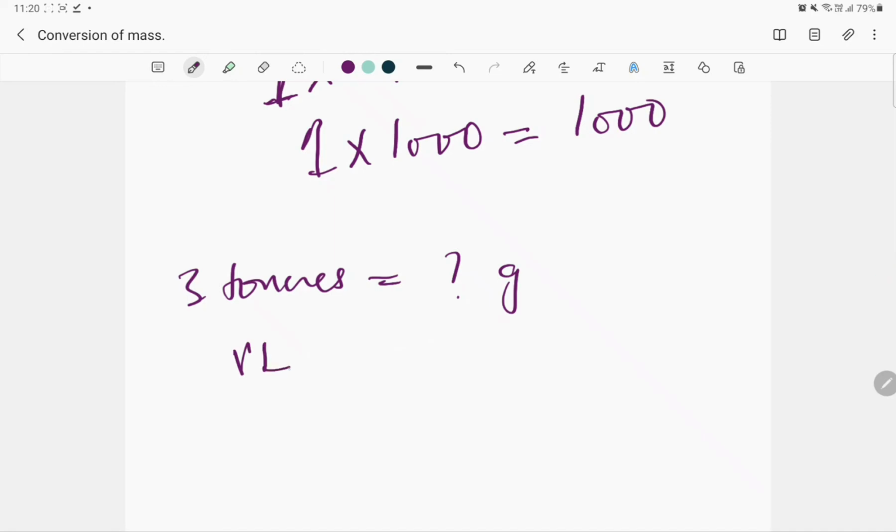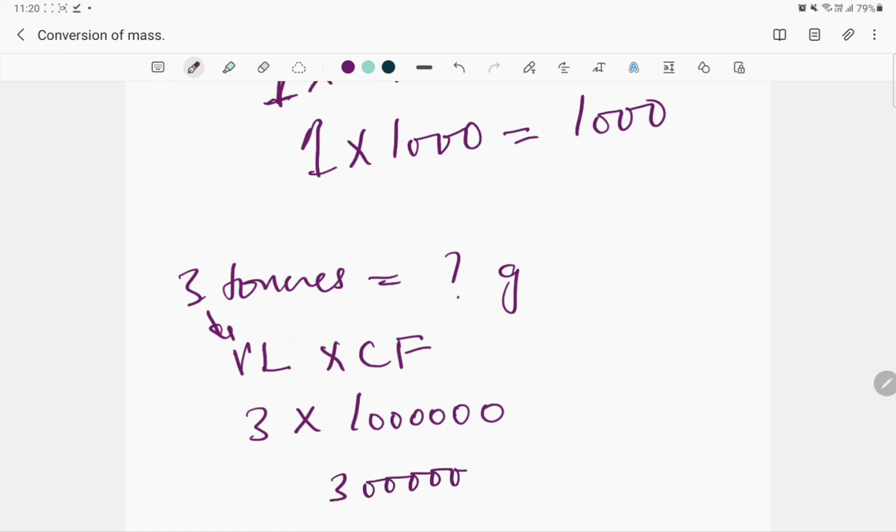And let's use the formula. VL times CF. So VL is 3 times the conversion factor, which is a million with the 6 zeros. And the result is 3 million. So 3 tons equals 3 million grams. I hope you've understood how to convert a larger unit of mass into a smaller unit of mass. I will see you in another video.